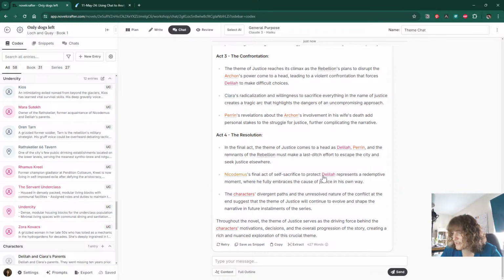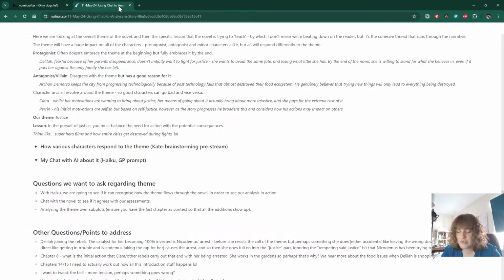Yeah, I like the idea of Nicodemus embracing justice by sacrificing himself to save someone. Yeah, that was interesting to read.